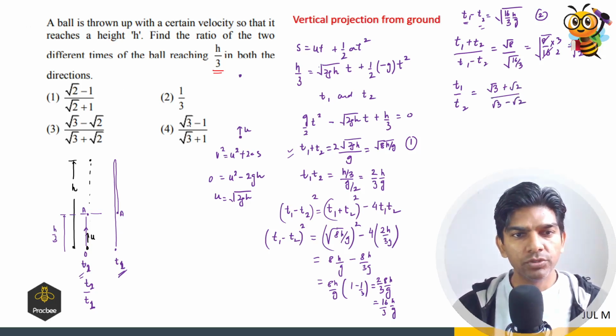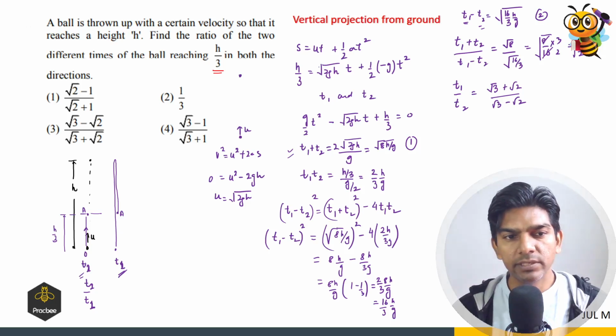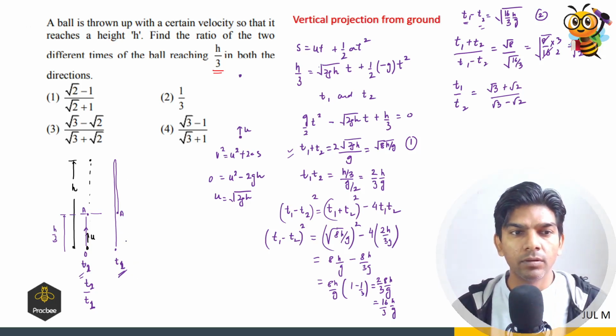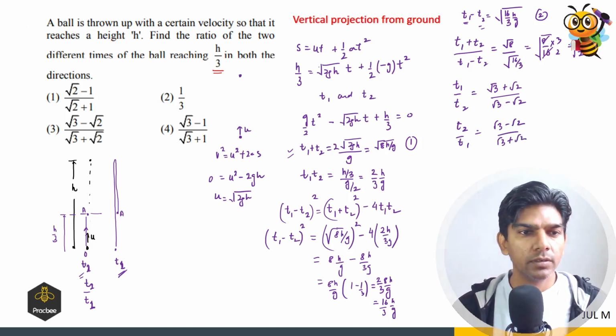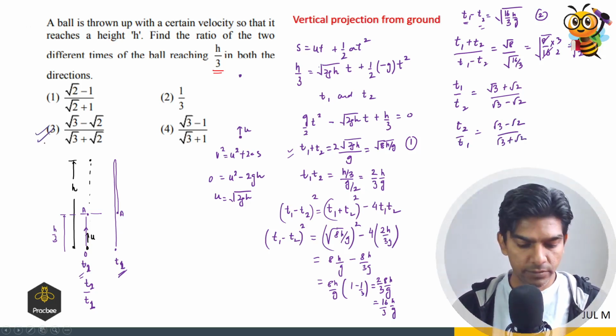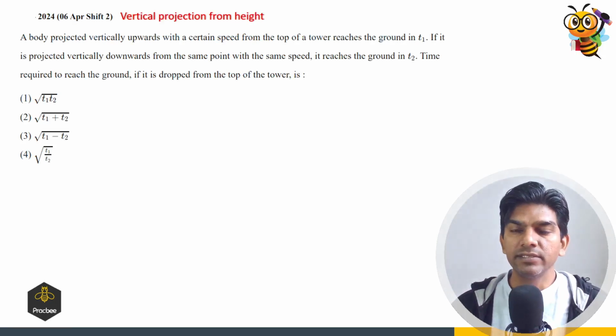And if you look at the options, all the options are less than 1. Basically, they have found the ratio of t2 with t1, right? So t2 by t1 is root 3 minus root 2 upon root 3 plus root 2. So option 3 is the right answer. Now let us see the next question.